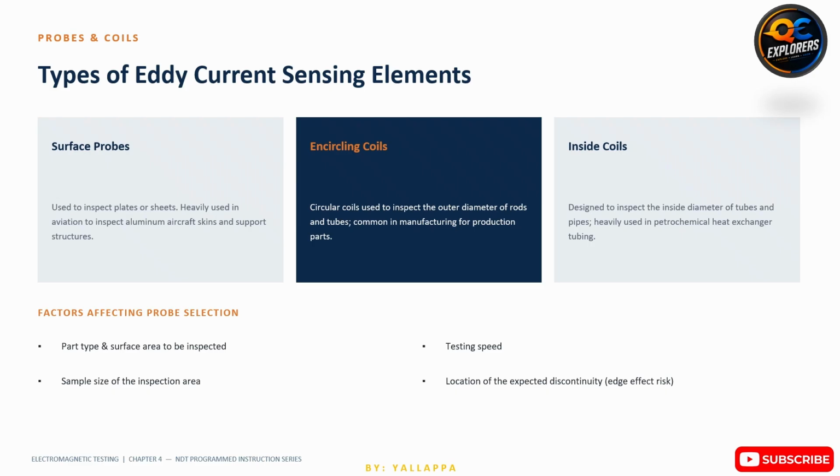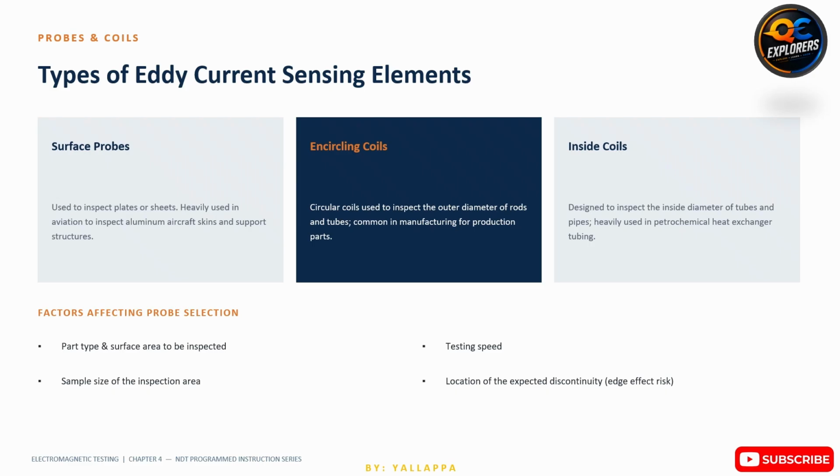The second type is the encircling coil. As the name suggests, this coil completely surrounds the component being inspected. It is commonly used during manufacturing to inspect rods, wires, bars, and tubes as they move through automated production lines. Because the entire circumference is inspected simultaneously, encircling coils provide fast, continuous inspection and are ideal for detecting longitudinal defects such as seams, laps, and surface cracks.